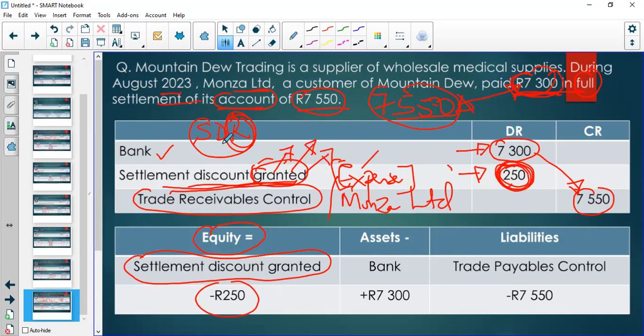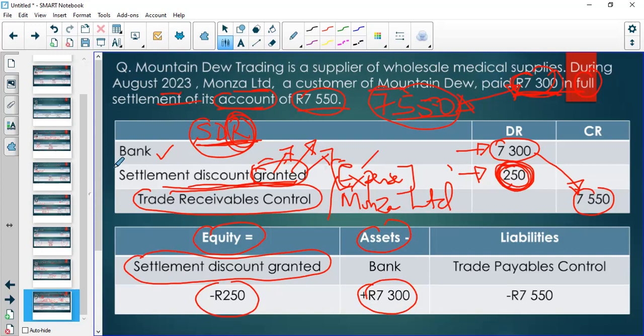Okay. And so settlement discount received is when we pay cash in time and the supplier we are paying says, okay, you can pay less because you're paying in time. Then the difference is settlement discount received by us. It's a benefit. Right? But when we are the ones who actually grant it, it's an expense. And then our assets is going to be an increase of 7,300, right?